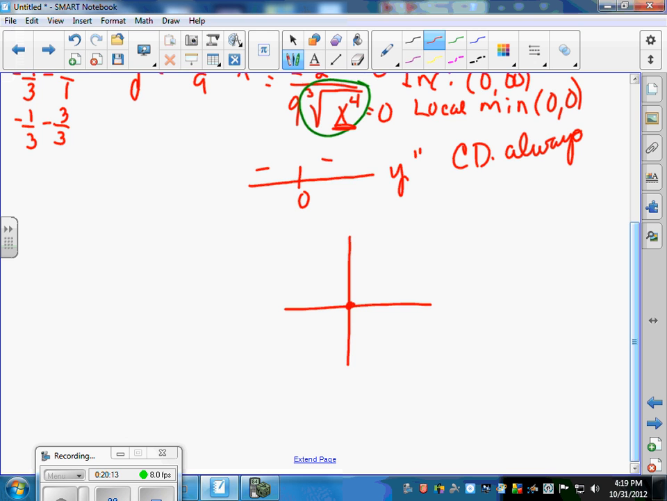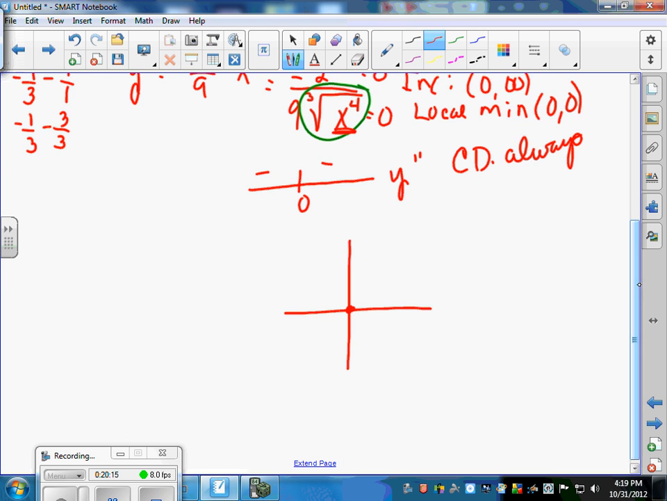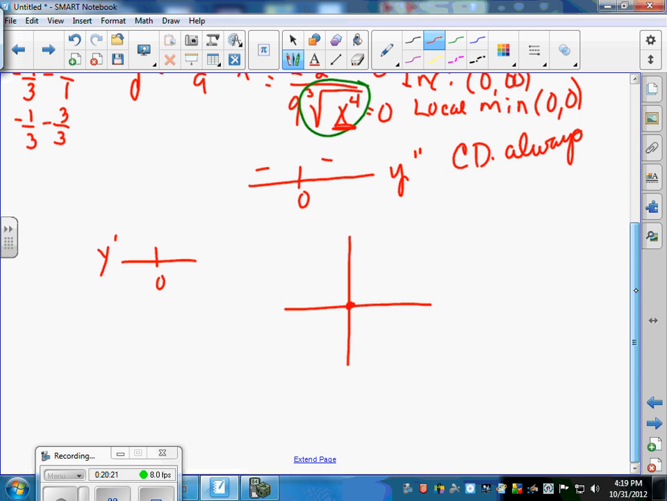Then I'm just going to put together my two sign charts. My y prime went negative, positive, so it was decreasing, increasing. And then my concavity, if I put that in at the same point, went concave down both times. So this thing has to decrease concave down till it gets to 0, then it's going to increase concave down. If you remember yesterday, somebody said this looks like a bird. And that's your graph of y equals x to the 2/3.